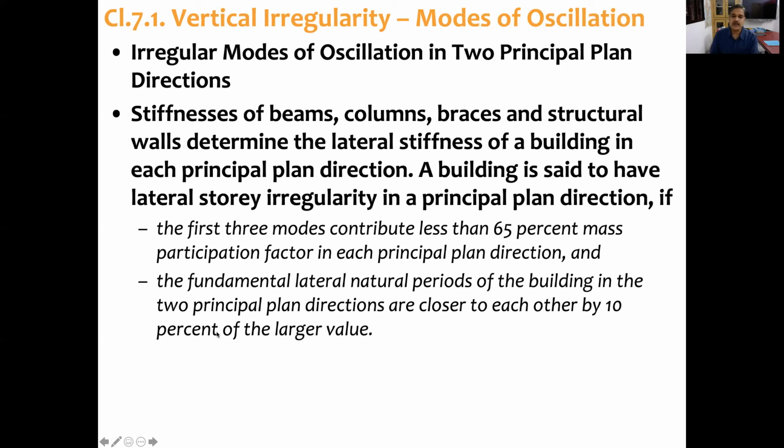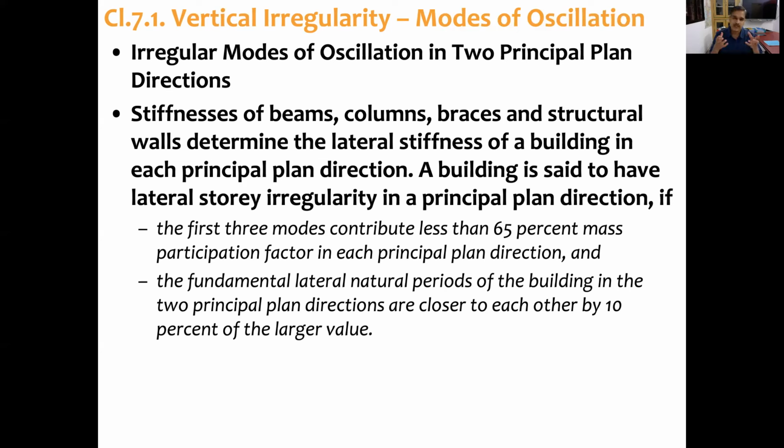And the second condition is the fundamental lateral natural period. That means the natural periods of the building in the two principal plan directions are closer to each other by 10% of the larger value. So in the x direction as well as in the y direction, if we compute the fundamental natural periods and they are within 10% of the upper value, then the code says that this is irregular mode of oscillation.